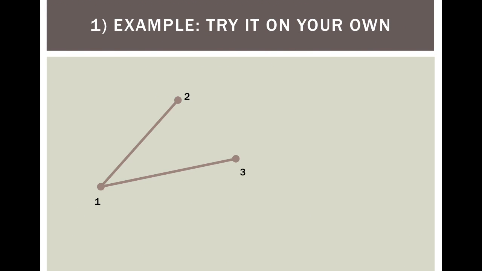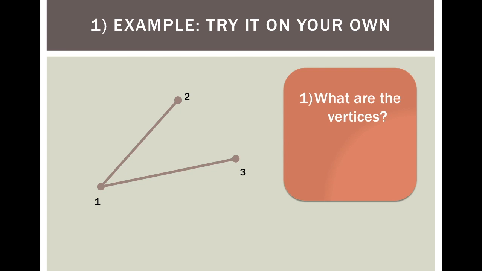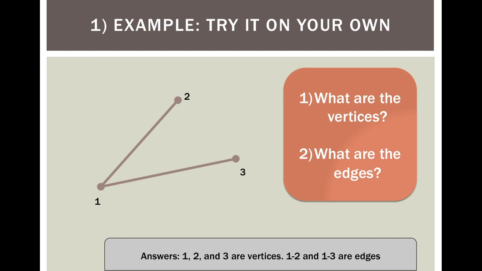Try this on your own. Here's a graph. What are the vertices of this graph? And what are the edges of this graph? The answer is that points 1, 2, and 3 are vertices, and the edges are 1 to 2 and 1 to 3.